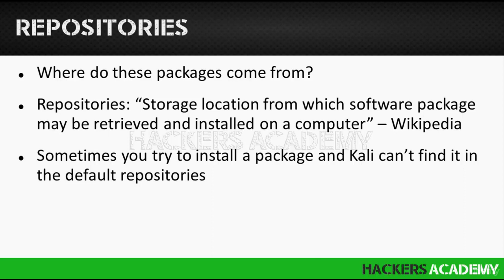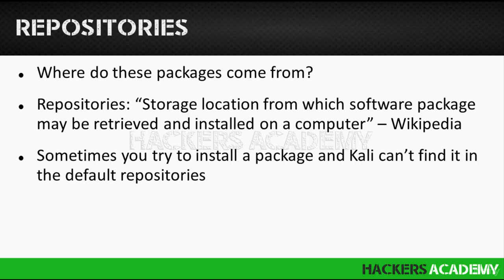How does Kali, or any Linux for that matter, know where to go and look for these packages? They look in something called repositories. And repositories are storage locations from which your software packages can be retrieved and installed. So Kali, for example, or Debian, or any Linux for that matter, would have a remote storage location. Once you issue the apt-get command, your Linux box will go to that location, try and find the package, and if it does, it will download it and install it for you.